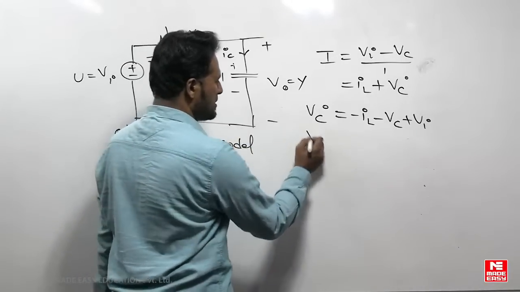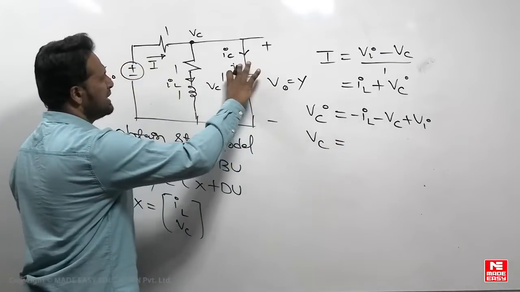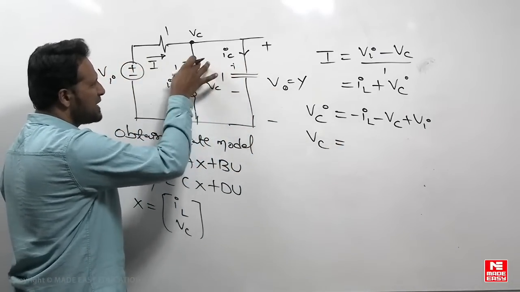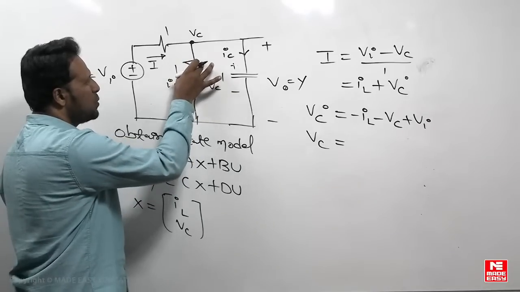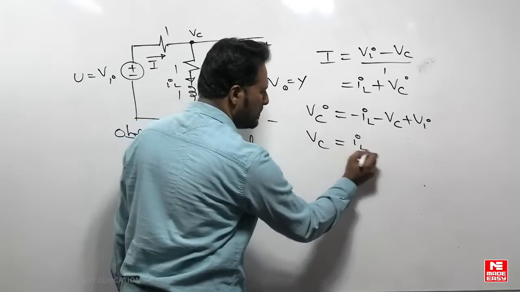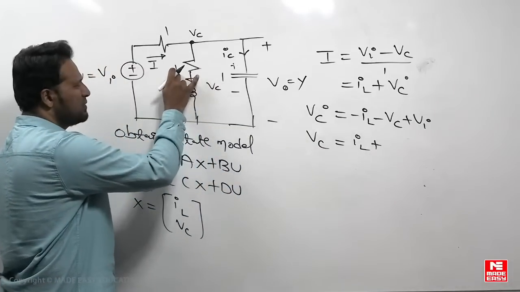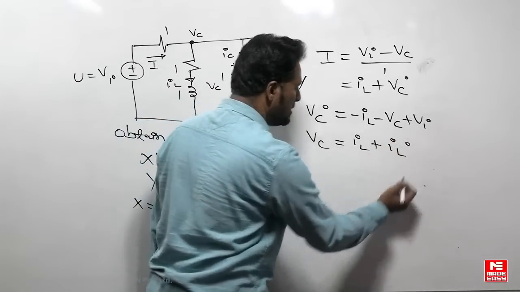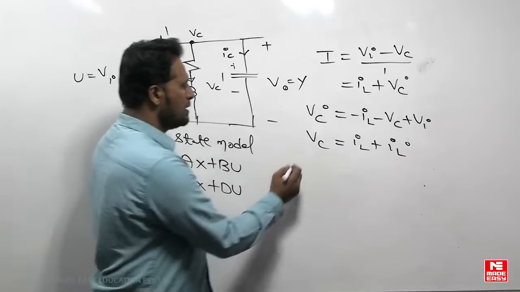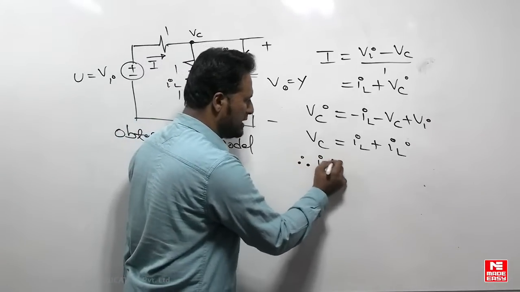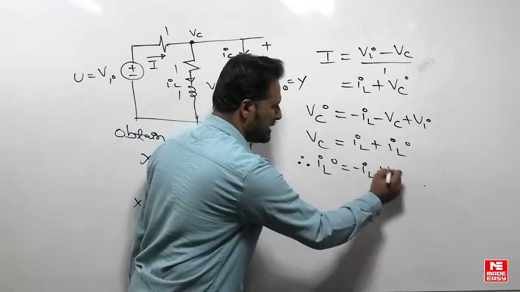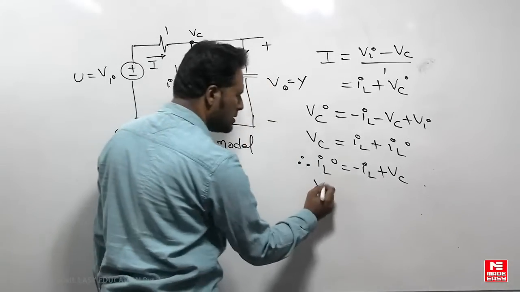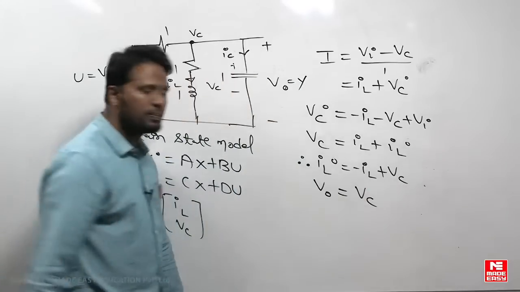Voltage across capacitor, this VC, is also voltage across this branch because they are in parallel. What is voltage across this branch? This voltage plus this voltage. What is this voltage? IL, because the resistor is of unit value, plus L dIL by dt, IL dot. So from this we can say that IL dot is minus IL plus VC. And what is V naught? V naught, that is simply VC.